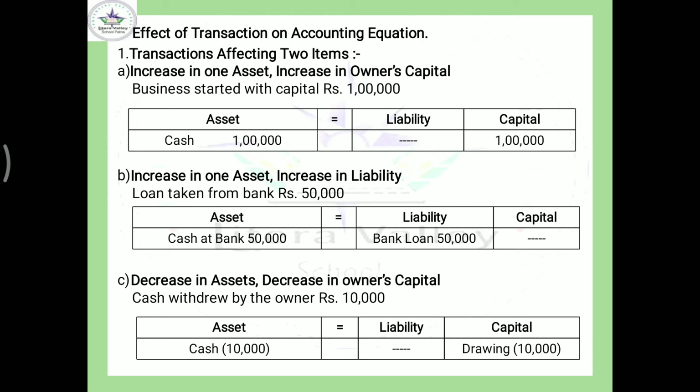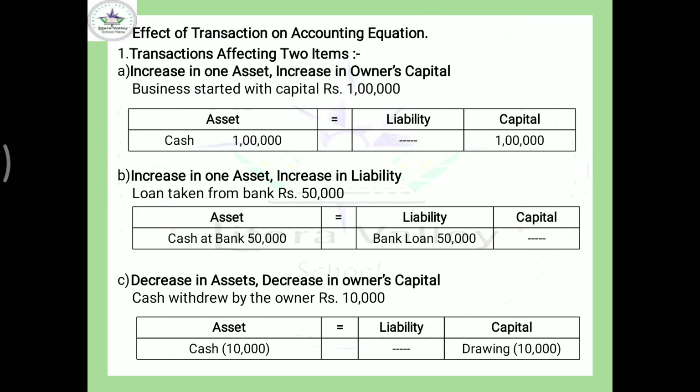Come to the next example. Increase in one asset, increase in one liability. Suppose the business has taken a loan from bank for rupees 50,000. So obviously you have taken a loan from bank of rupees 50,000. Your obligation is also going to be created by 50,000. That will be termed here as bank loan because in future you will have to pay that. So this will enter as liabilities.